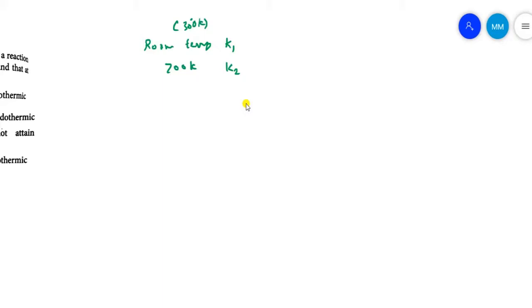The equilibrium constant K1 or K is equal to the concentration of the product at equilibrium over the concentration of the reactants at equilibrium.